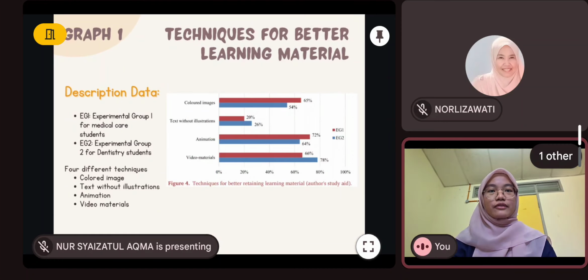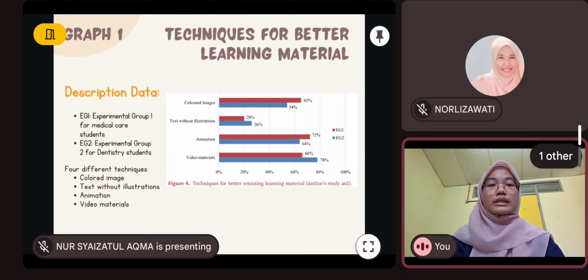So for the first graph, this graph showing the techniques for better learning material. For description of data in this graph, they have EG1 and EG2. EG1 is showing the experimental group 1 for medical care students, and EG2 is showing experimental group 2 for dentistry student. There are 4 different types of techniques. The first one is color image.